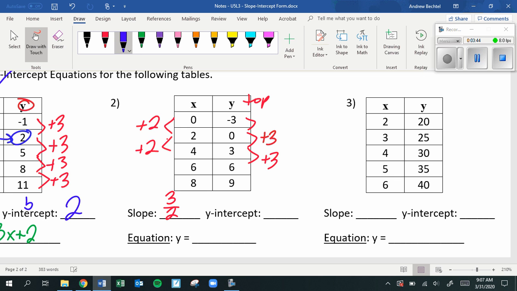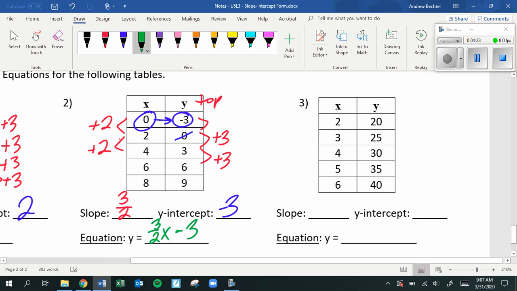The y-intercept, again, we're looking for where x equals 0, not where y equals 0. Our y-intercept is going to be -3. So when we finish writing our equation, we're going to have 3 halves x, 3 over 2. When we divide that, we would get 1.5. We don't like to use decimals for slope, so we're going to leave it as 3 over 2. We have our x. Then we would add or subtract b. Since b is a -3, we're going to say -3. We've got our equation. Last example.